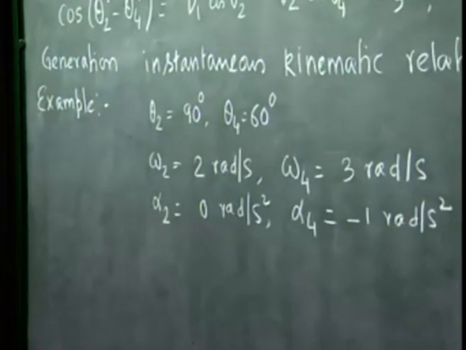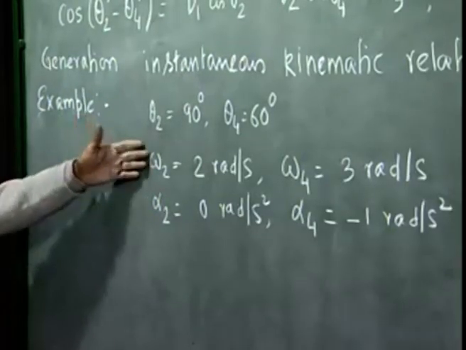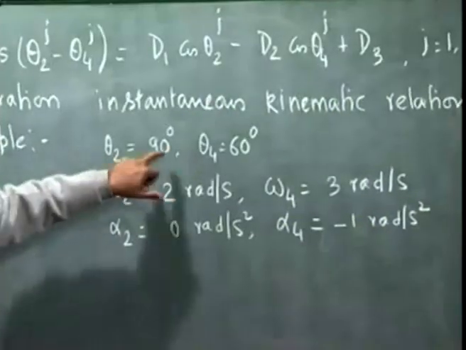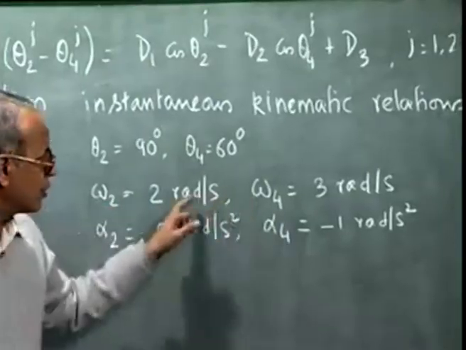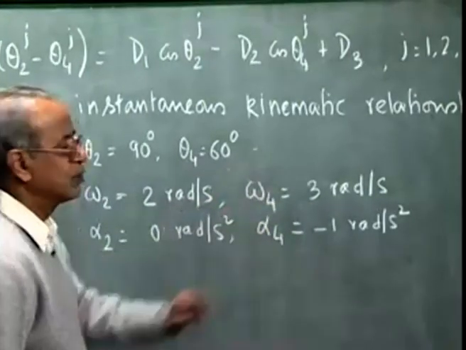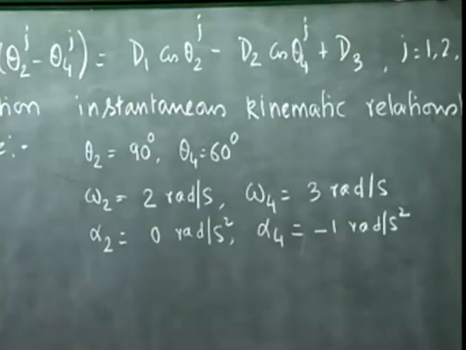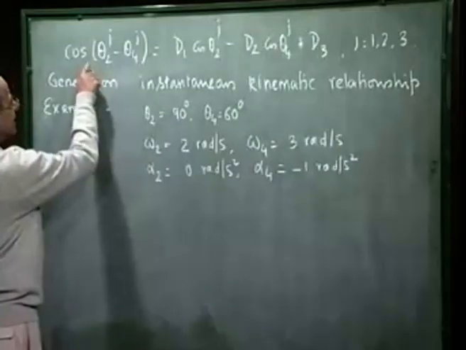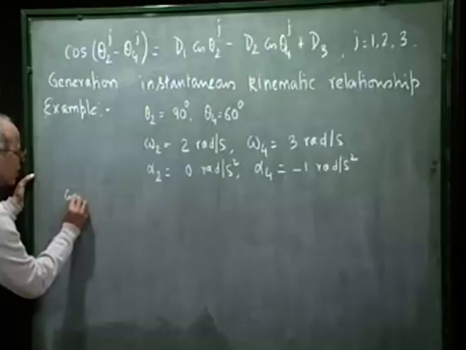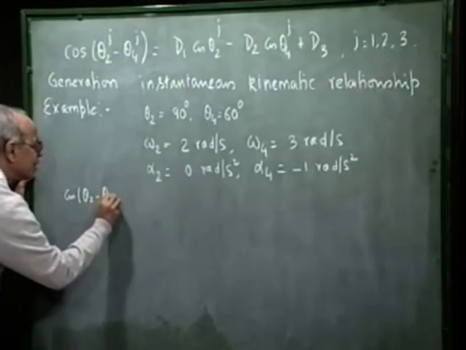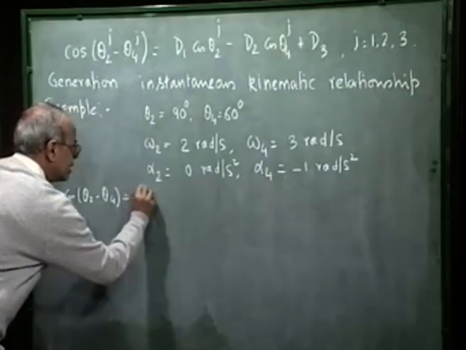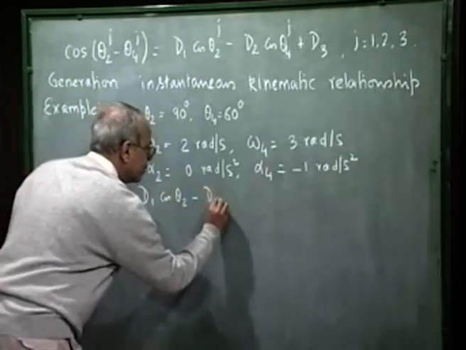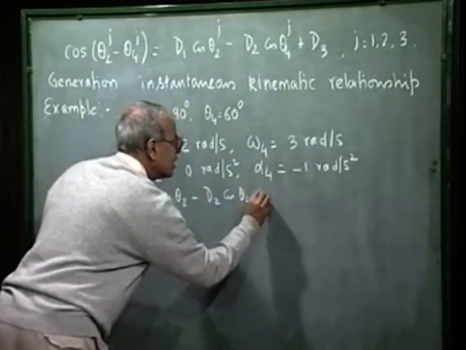Now, how to determine the link lengths of a 4R linkage to satisfy these three conditions? When theta 2 is 90 degree, theta 4 should be 60 degree, and at this same configuration omega 2 and omega 4 are prescribed, alpha 2 and alpha 4 are also prescribed. We have to determine the link lengths. Toward this end, I start from the Freudenstein's equation for j equal to 1, that is cosine theta 2 minus theta 4 is d1 cosine theta 2 minus d2 cosine theta 4 plus d3.